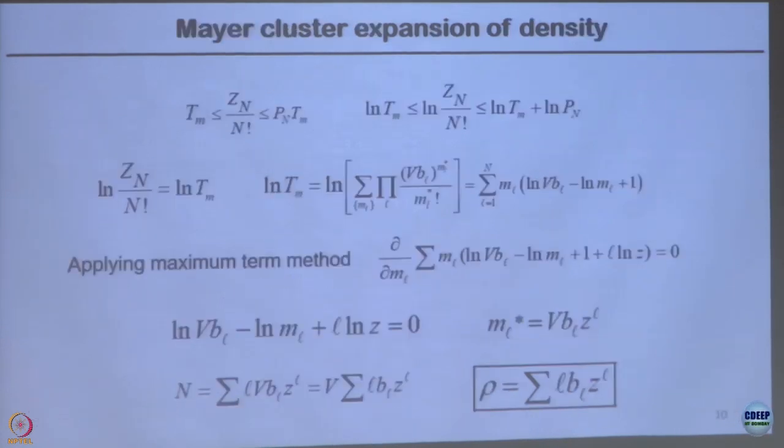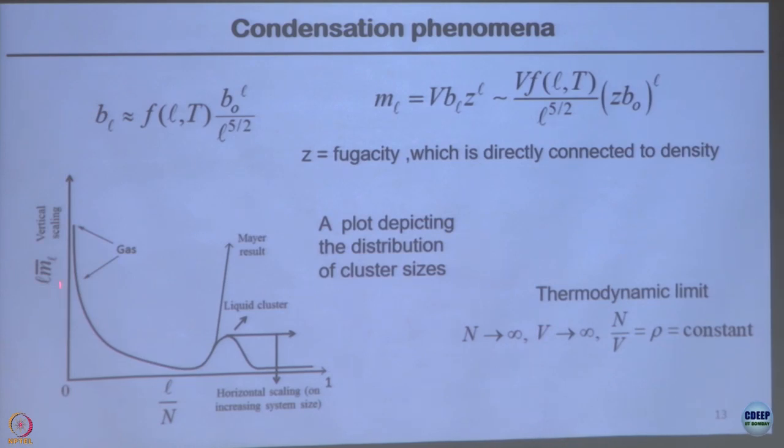I am not going to go into the details of that, but you can now say, okay, l m_l is the number of particles in clusters of size l, where m_l is the number of clusters of size l, each of them having l particles. Now, you plot it against l by N, where N is the total number of particles and l is the size of the cluster. Then you find that at high temperature, this goes to 0, but when you lower the temperature, a second peak appears. That second peak is the liquid. So a second big cluster appears with l by N close to 1, slightly less than 1, maybe at 0.8.